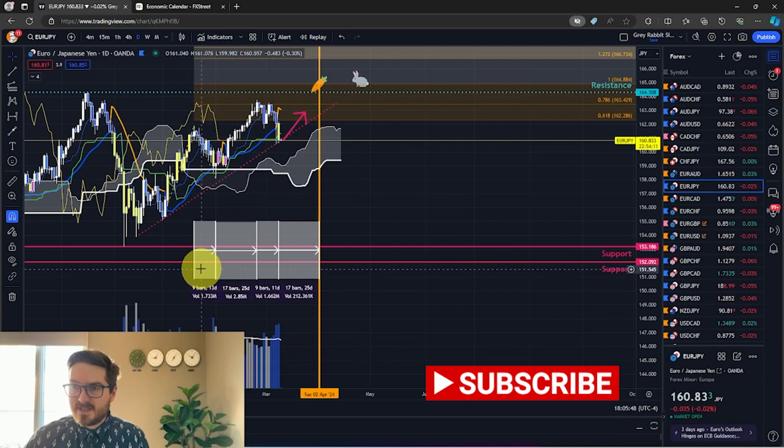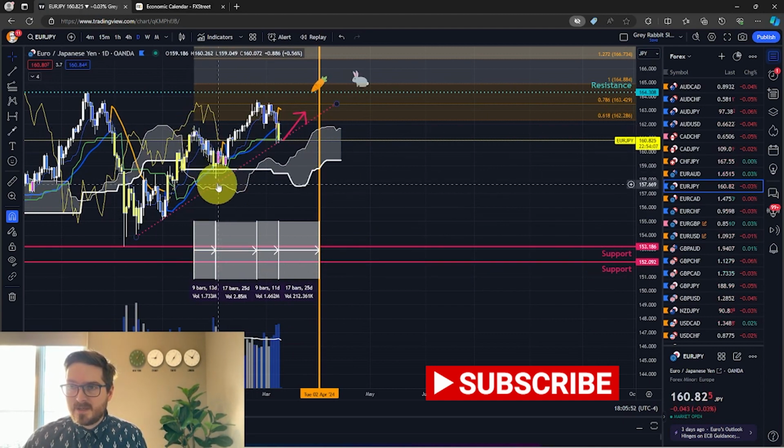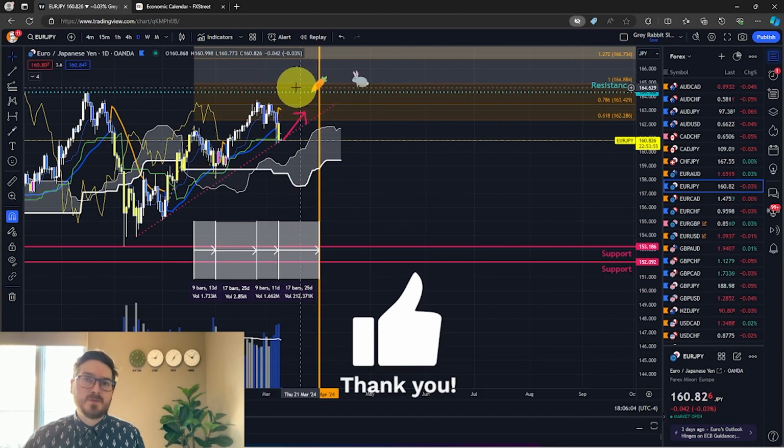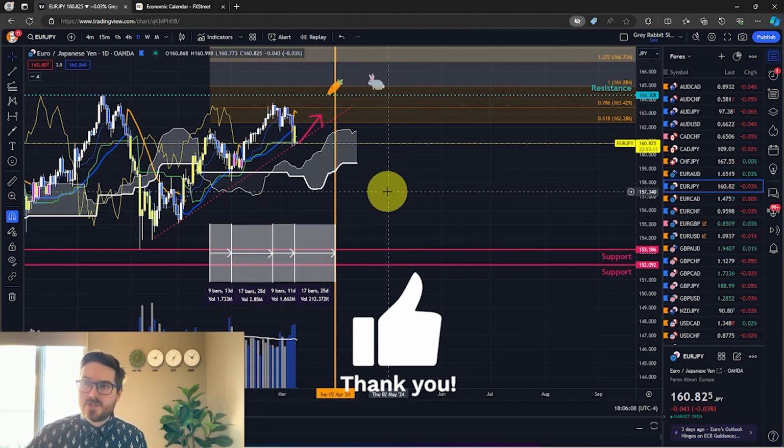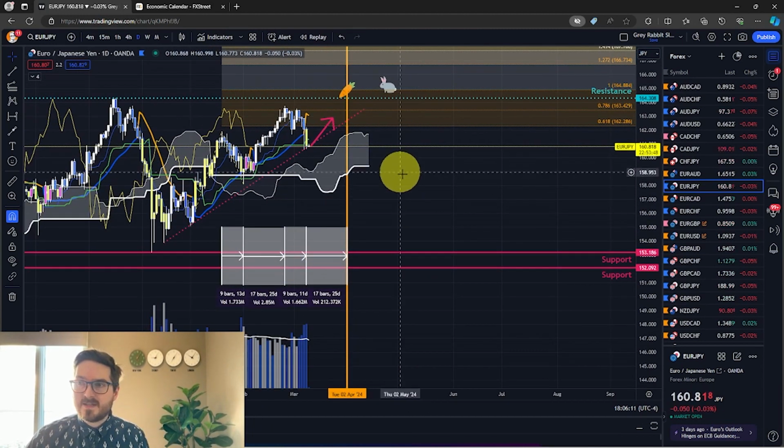And yeah, I've got the Taito Suchi. So from this top to bottom was 9 bars. From this bottom to this top was 17 bars. From this top to this bottom, 9 bars. And now I've projected 17 bars back out for this possible top. So that gives you a little bit of the Taito Suchi. I'm hoping to do more videos on that in the future.